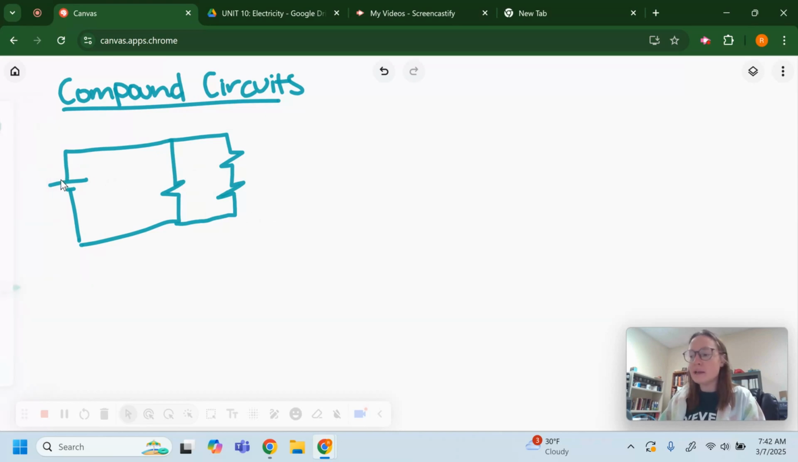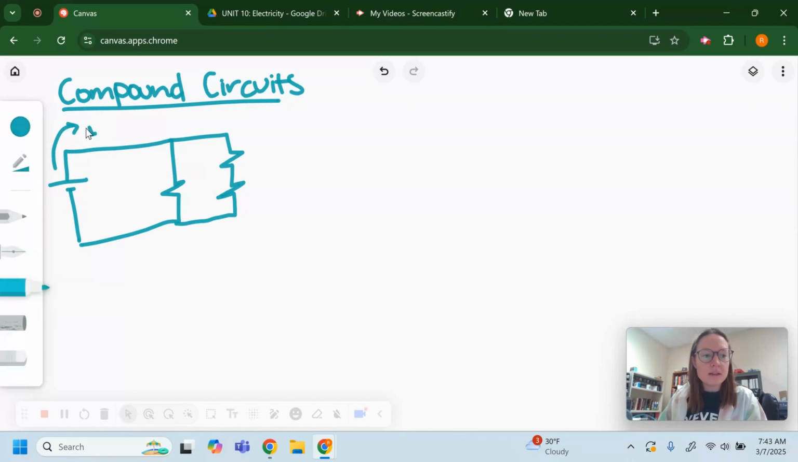So when we make any of these diagrams, anytime we make a schematic diagram, we always label the direction of the current. We always label the potential difference of the battery. We always label our resistors. I'm going to call this one R1. I'm going to call this one R2. And I'm going to call this one R3.